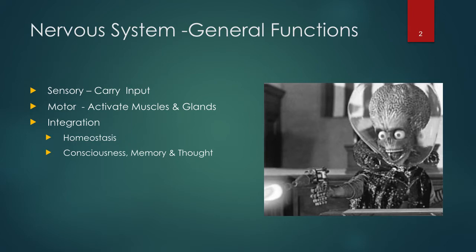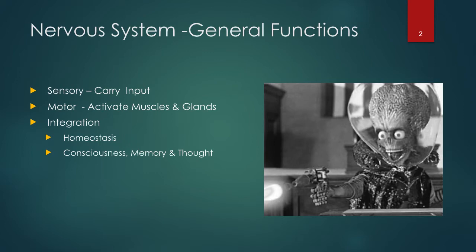So remember, we usually start with general functions of the nervous system. And for us here, it's really 3 functions. The nervous system carries sensory input from sensory receptors, like the eyes and the ears, or sensory receptors in the skin, or even in the digestive tract or the muscles.